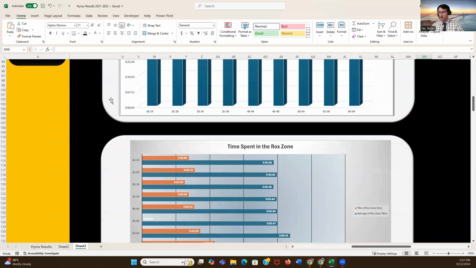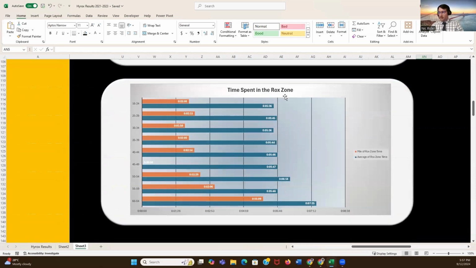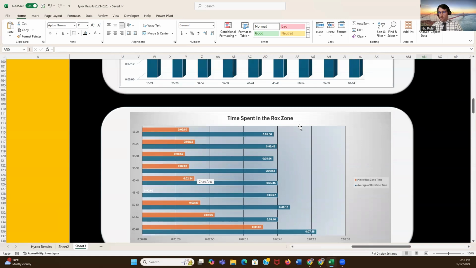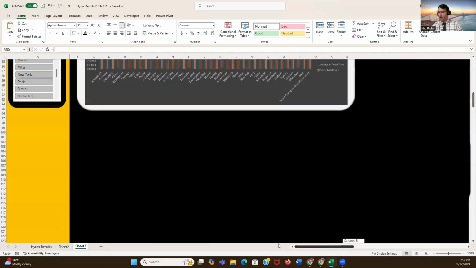Okay, so go down here now. Time spent in the Roxzone. We can see the minimum time spent in the Roxzone, so the fastest in and out of the Roxzone, versus the average. There's quite a big difference here. We're looking at 5 minutes on average as where most people spend in the Roxzone in Hyrox. For the best athletes, we're looking at 2 minutes. If you can keep it under 2 minutes, you're looking at more elite stuff, and 5 minutes is just getting yourself into that average mark.